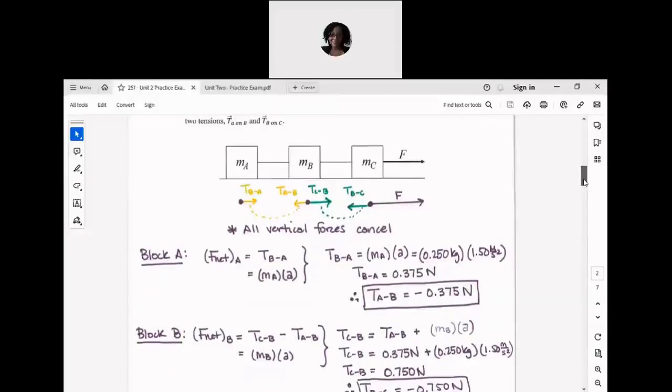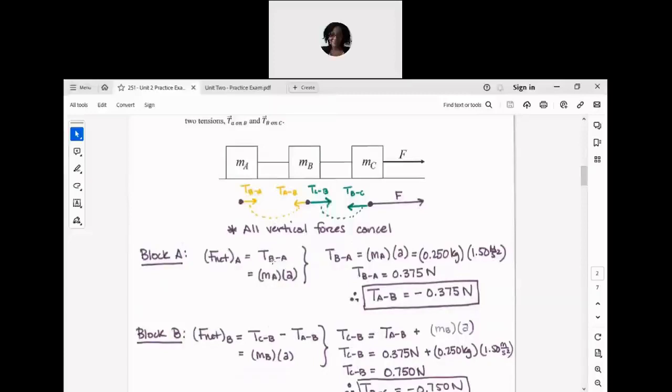Start by writing net force expressions for each of these blocks, and the simplest block to start with is going to be the one that's latest in the chain. It just has this one horizontal force, TB on A. So the entirety of the net force on block A is TB on A.